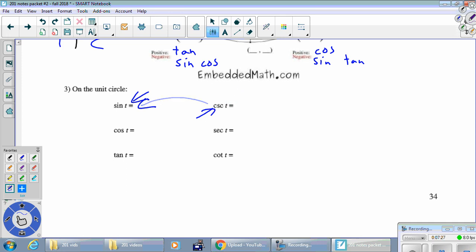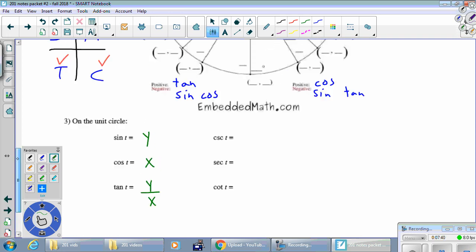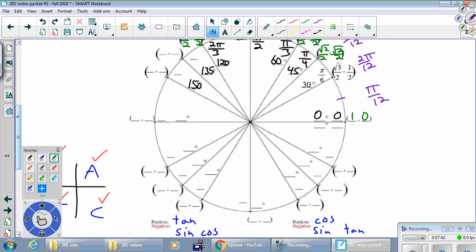Okay, so on the unit circle, we've got x's and y's to fill in here. So we know that sine is the y coordinate, cosine is the x coordinate, and tangent is the y divided by the x. So for example, if I asked you for the sine of 30 degrees, so here's the 30-degree angle, you've got your x and you've got your y, and I said find the sine of 30, and we know sine is always the y coordinate on the unit circle. So sine of 30 degrees equals 1/2.